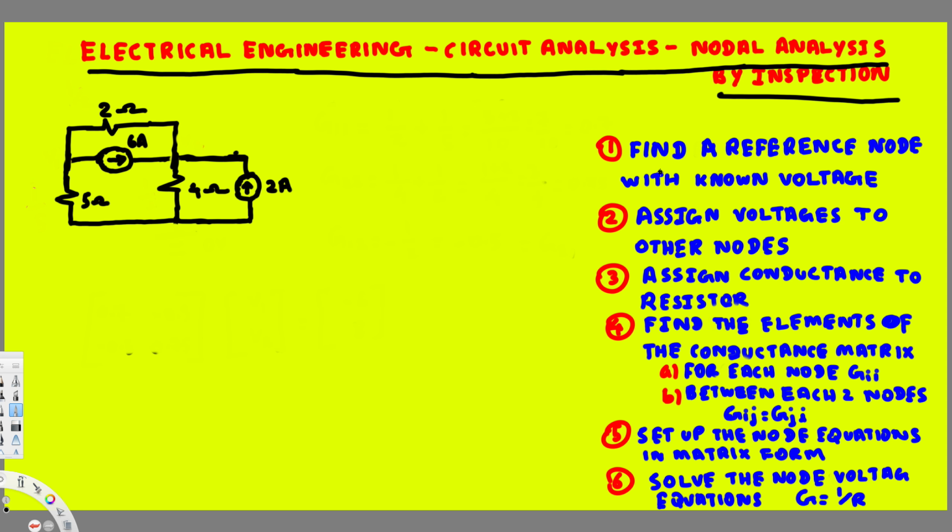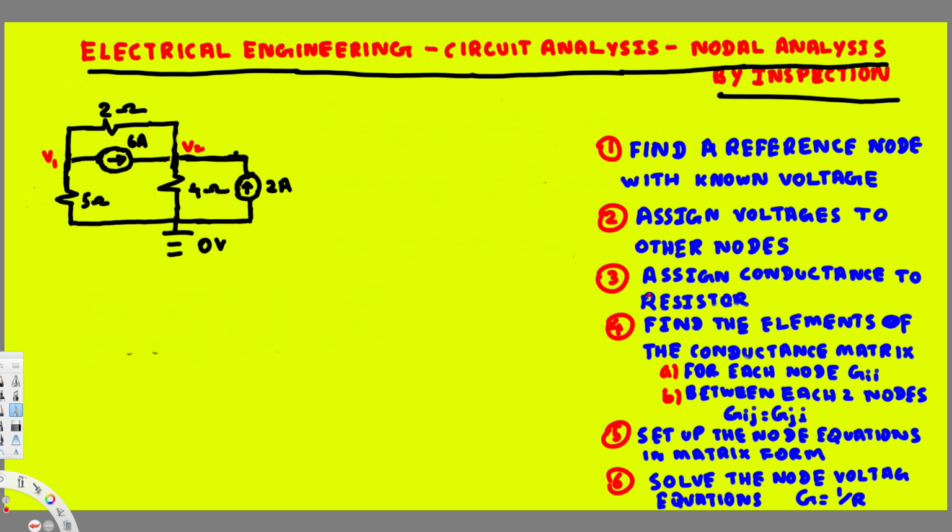The first step is find a reference node with known voltage. For this part, we connect this bottom part to the ground. In that way we will have a 0 voltage right here, and that's going to be our known voltage. And then the second step is assign voltage to the other nodes. If you look at this one, other than this node we have two other nodes. So for these two nodes we are going to put V1 and V2, right?